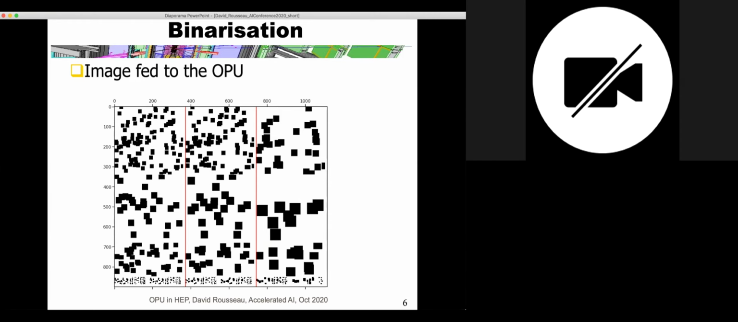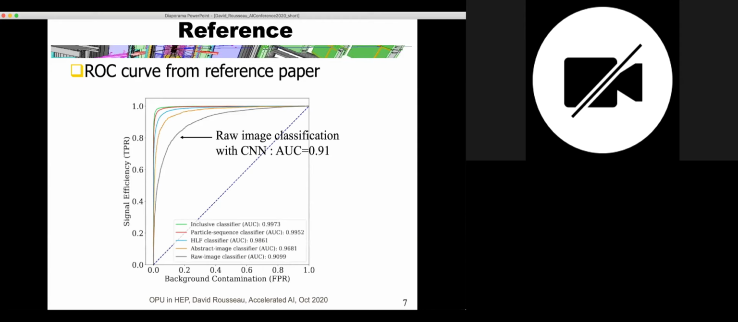The reference with which we are comparing is what is in the mentioned paper, which is a ROC curve on classifying top events compared to the others. The curve which provides a meaningful comparison is this one, obtained by training a CNN, with an AUC of 0.91. The better other curves are using more complex architecture and more information as well. So this is what we want to compare to.